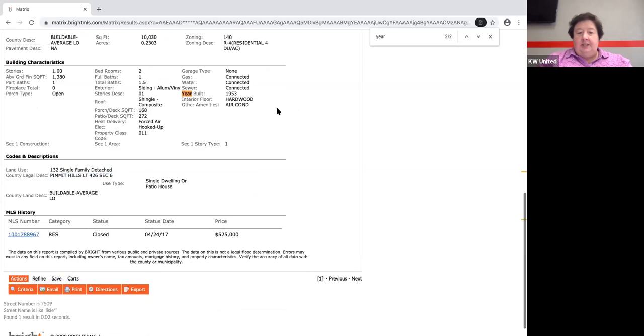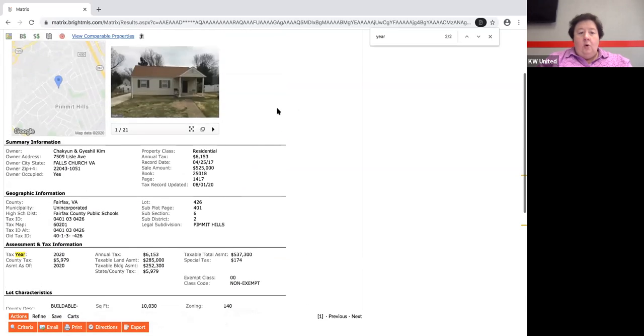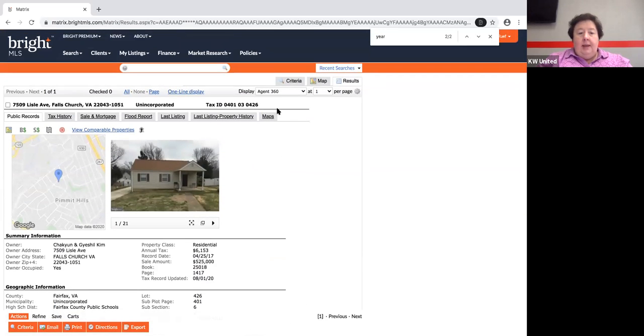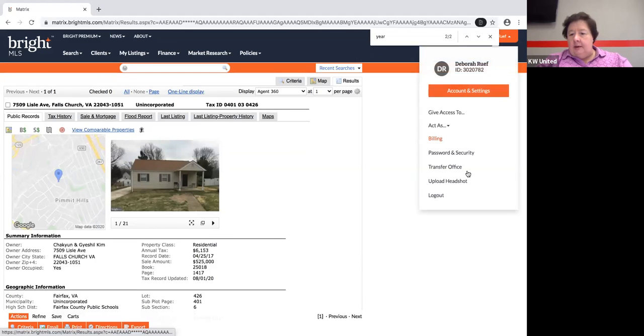So that's just the idea of where you're going to get your information from. That's public record. Then there's the tax history, flood reports, last listings. There are things up here you can glean information from, but most of it you don't need in filling out your listing agreement. So let me close out of here and go back to our other document.